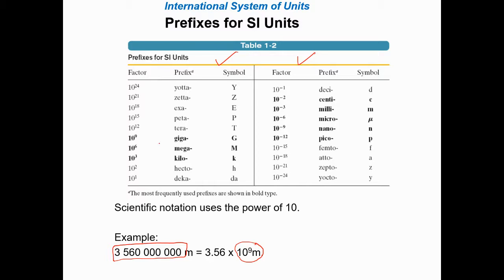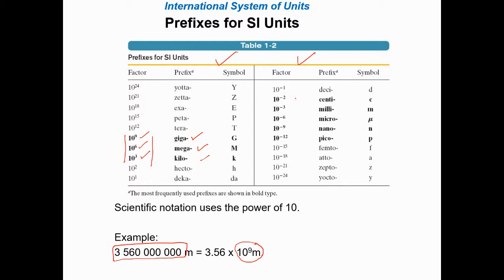We have given a lot of information in the table. Out of this, these 3 are very, very important: 10 to the power of 9, 10 to the power of 6, and 10 to the power of 3. What does 10 to the power of 9 stand for? It stands for giga. 10 to the power of 6 stands for mega. 10 to the power of 3 stands for kilo. So these 3 are very, very important. Always please keep this information in your mind.